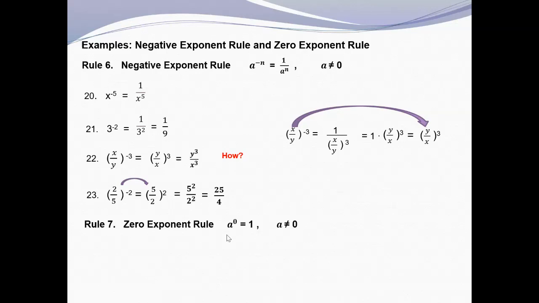Now comes rule number 7, the zero exponent rule, which means a to the 0 power will give us 1. x to the 0 power, the answer is 1. Parentheses 5xyz to the 0 power, the answer is 1. Remember, anything to the 0 power is 1.